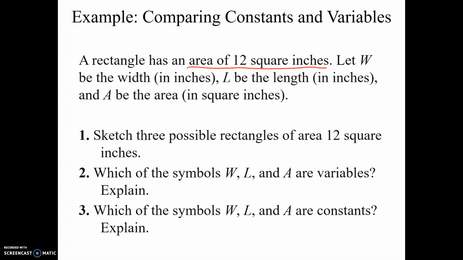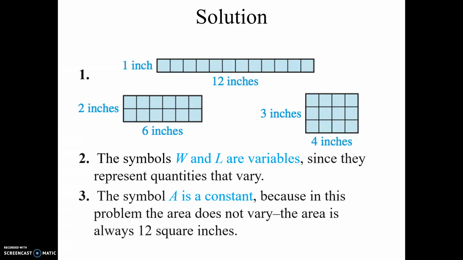So let's think about what this is saying. We're saying that you have a rectangle that has a fixed area of 12. Okay, now that cannot vary. That is going to be 12. The width is going to be W, and L is going to be the length. The width and the length, they can vary. Here's what I mean by that.